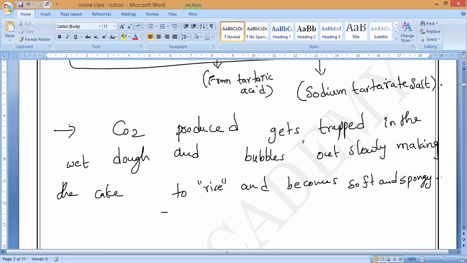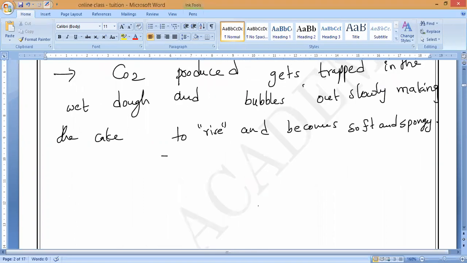Now, sir, if baking powder is not added in the preparation of cake, then what will happen? That is my question. Anybody please answer. If I am not adding baking powder, no carbon dioxide will be produced. Then there is no rise in the cake or bread, and it will never become soft or spongy.